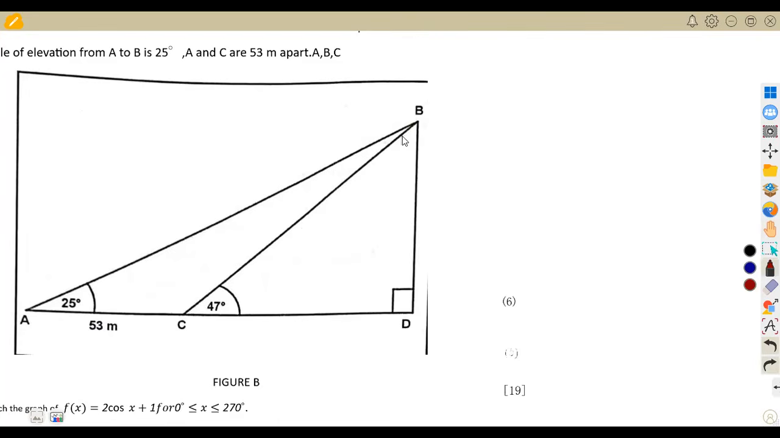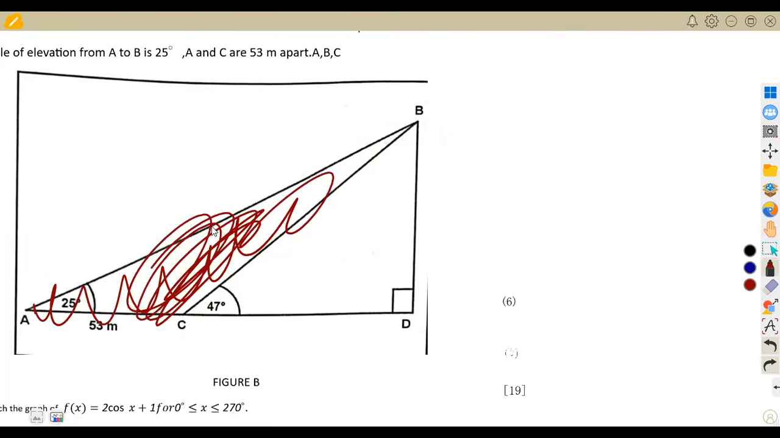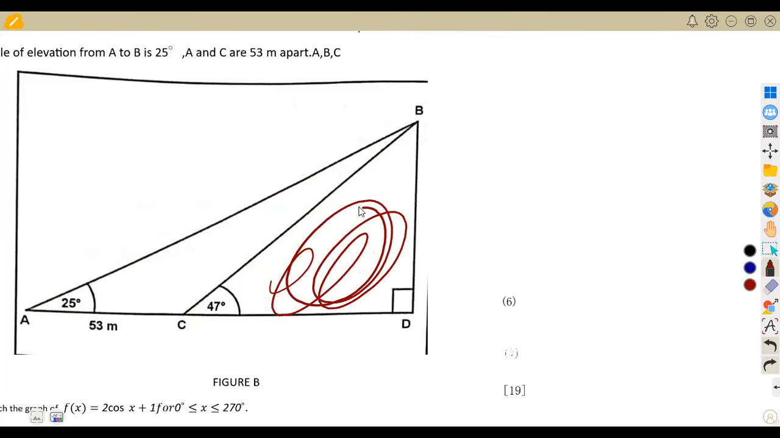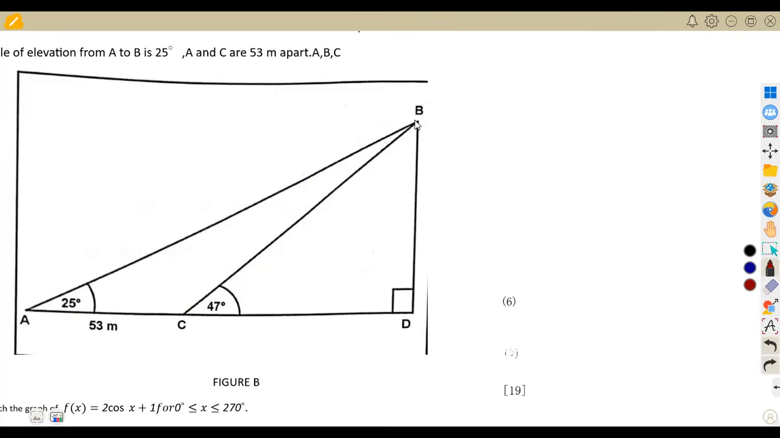All right, if we consider this triangle, we can calculate BD if we have either BC or CD. We can use our trigonometric ratios, but we do not have any one of these. So let's think about this triangle here, because we want to calculate the side BD. So how can we calculate BC? Because it's part of this triangle.